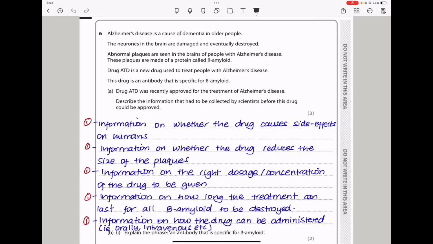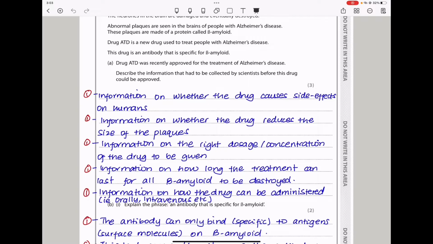Part A says, drug ATD was recently approved for the treatment of Alzheimer's disease. Describe the information that had to be collected by scientists before this drug could be approved. Since the intention of this drug is to decrease the size of the plaques, they have to make sure that the drug works by decreasing the size of the plaques. They have to make sure they find out if there are any side effects in the body of the humans. They have to determine the appropriate dosage or concentration that has to be given to the people. And they have to find out how long the treatment has to last.